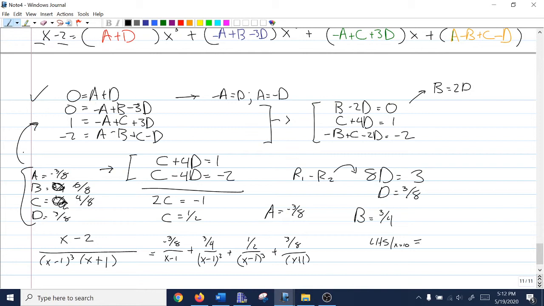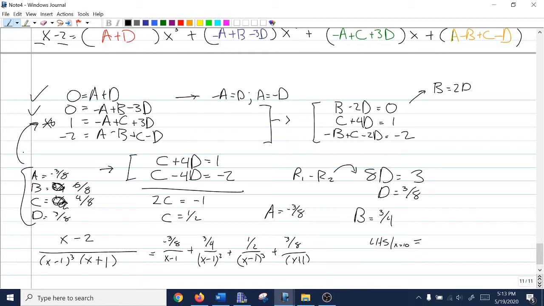Negative A plus B minus 3D. Negative A is 3/8, plus B is 9/8, minus 3D is minus 9/8. Yes, that's true. Does negative A, 3/8, plus C, 4/8, that makes 7/8 so far, plus 3D, which is 9/8, give 16/8. Does that equal 2? No, it equals 1. Really? 3/8 plus 4/8 plus 9/8 is 16/8, which is 2, not 1. Okay, so this line is not true. That's what went wrong. Can I find where I made my mistake?